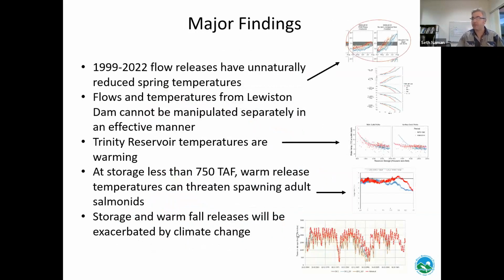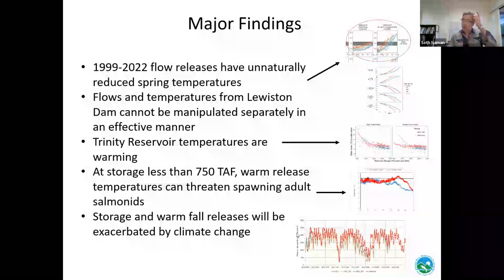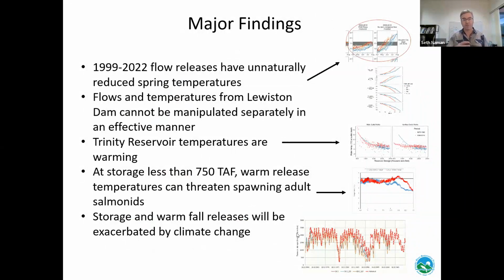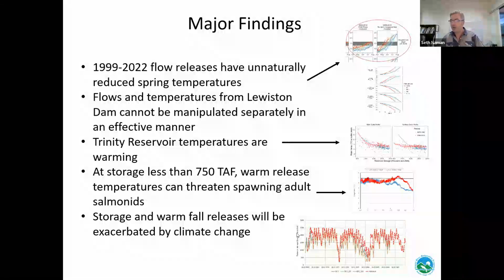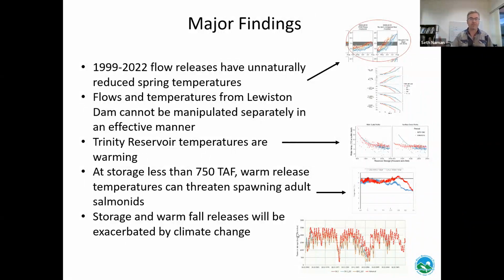So just to wrap things up here, our flow releases have unnaturally reduced spring temperatures because we've shifted such a large proportion of our annual flows to the spring and with hardly any in the winter. We can't manipulate temperature. We don't have a temperature control device, so there's no way to manipulate temperature and flow separately.